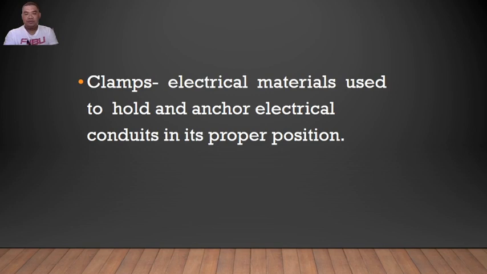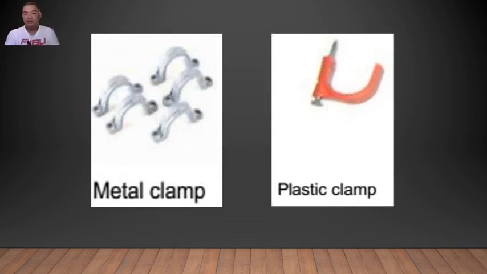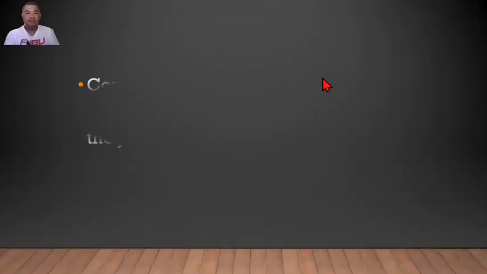Then we have clamps. Clamps are electrical materials used to hold and anchor electrical conduits in their proper position. So the purpose of clamps is to hold the conduits in position. We have here the metal clamp, and we have also the plastic or non-metallic clamp. Usually the metal clamp is put in place by using a screw, while the plastic clamp uses a concrete nail or a nail for wood, no?